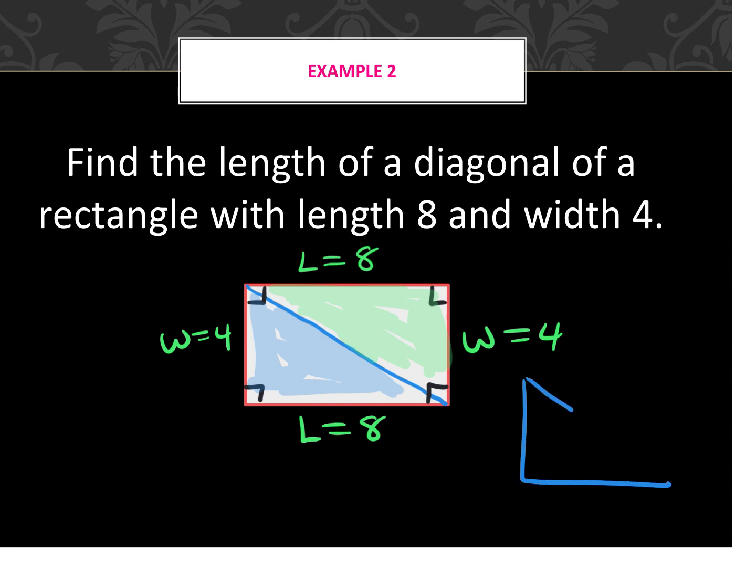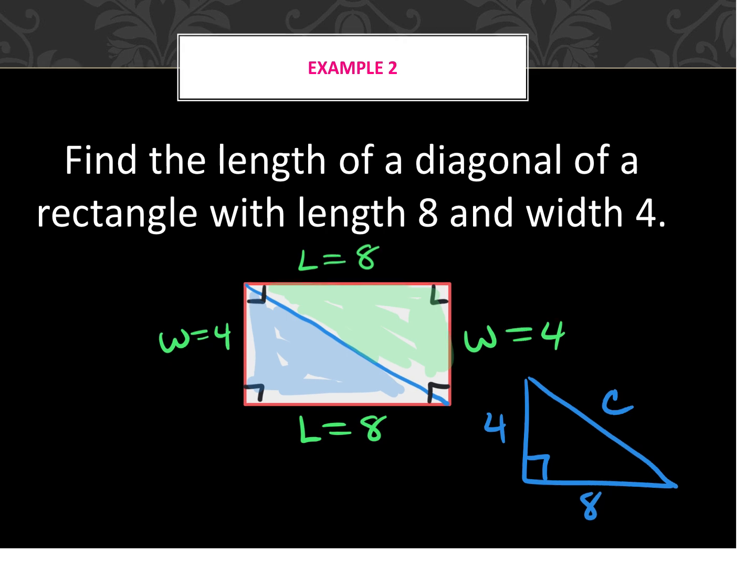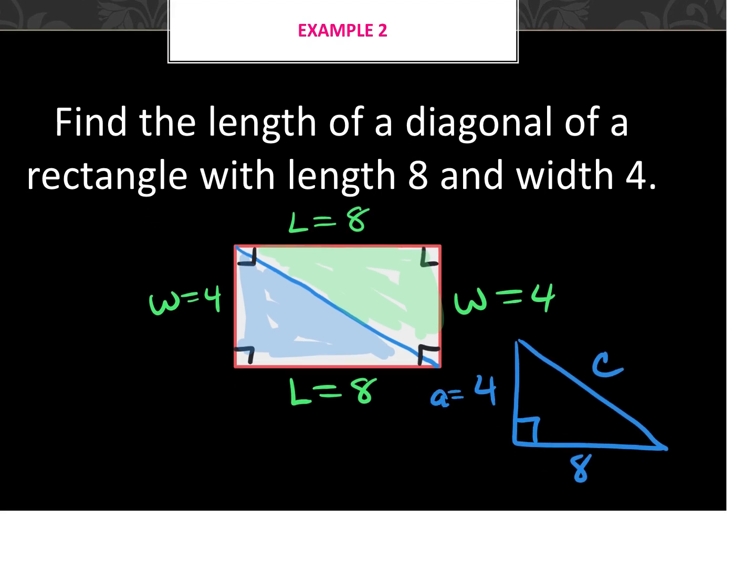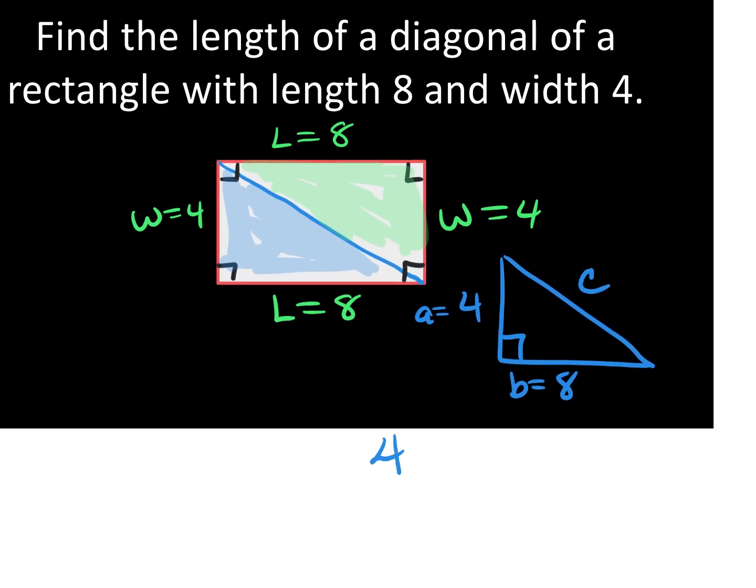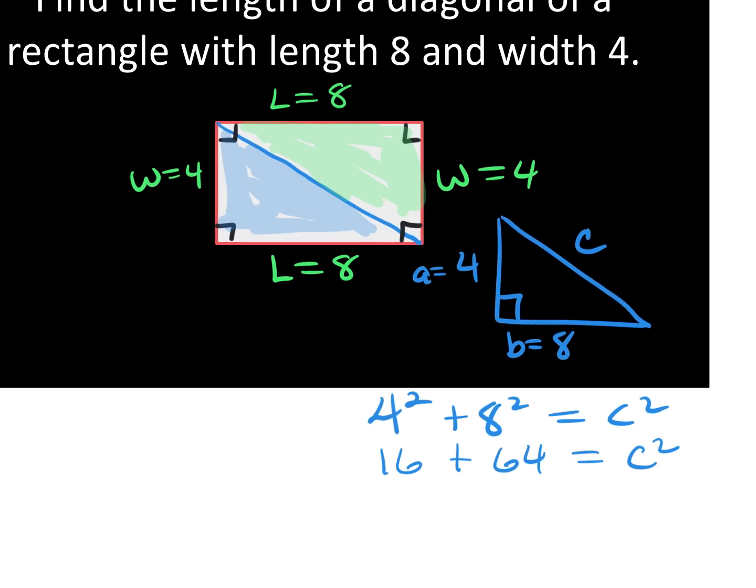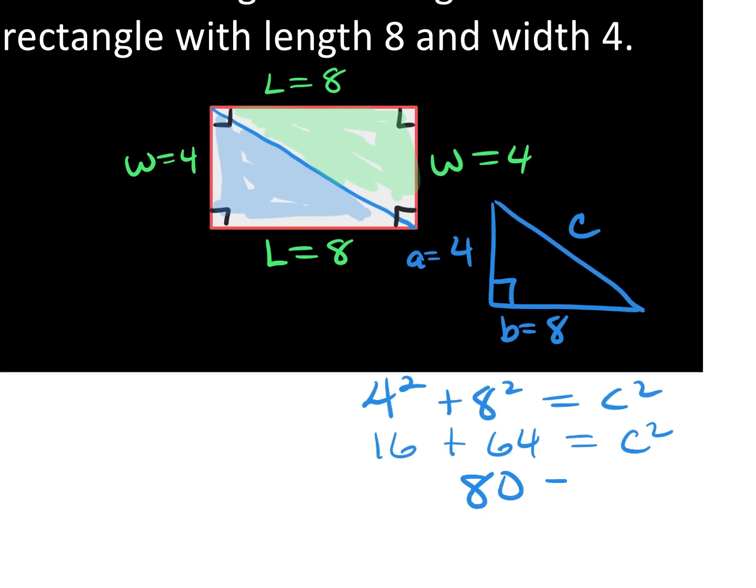If I draw it over here, this is 4, this is 8, and I'm looking for the diagonal, which is my hypotenuse. So it's my C. I'm now going to say the 4 could be my A, the 8 could be my B, and now let's plug it in. A squared, which is 4, plus B squared, which is 8, equals C squared. I need to square the numbers first. Then I can add them. And then I square root it.